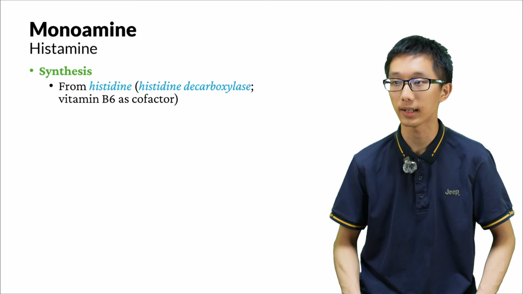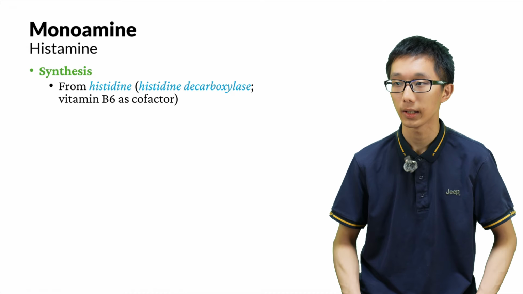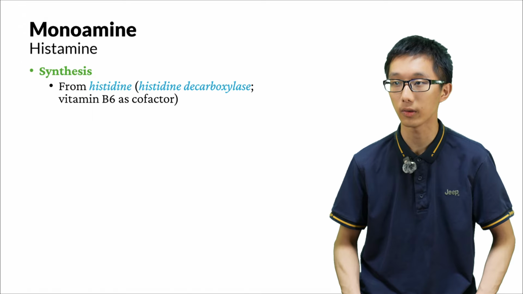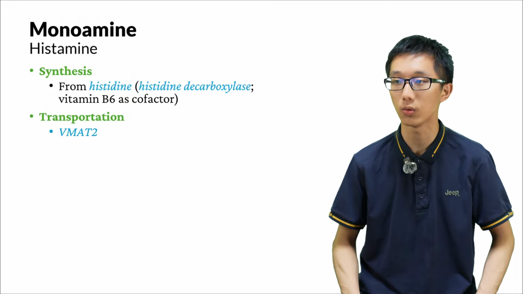Histamine. Histamine is the second large group of monoamines. It is synthesized from the amino acid histidine. Histidine is processed using histidine decarboxylase. The carboxyl group is taken off to get histamine. This process also requires vitamin B6 as a cofactor. The transportation is achieved using VMAT2, where MA stands for monoamine.